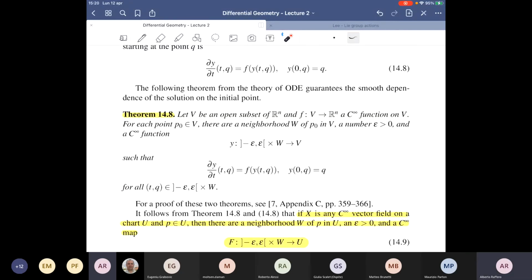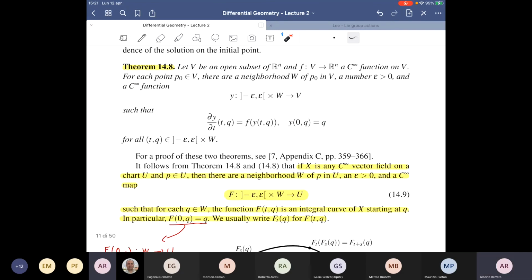In particular, if you consider your initial value problem in this form, so you consider function f, again defined on some open subset of Rn, then for every point you take on the open subset, you will get some open neighborhood of that point inside V, and some positive real number epsilon, and a function which now depends both on the time and on the point, which is smooth, which takes values inside the open set V, and which solves this problem.